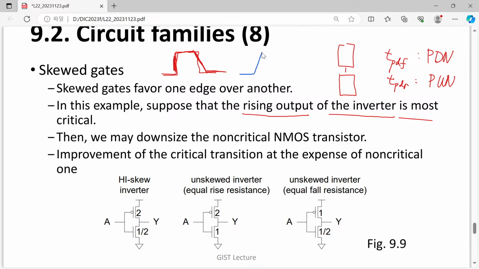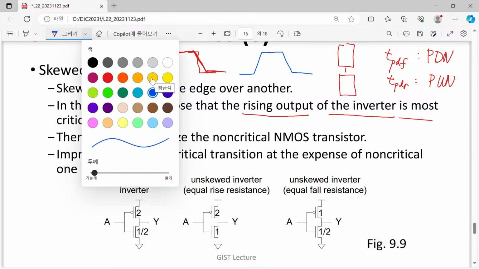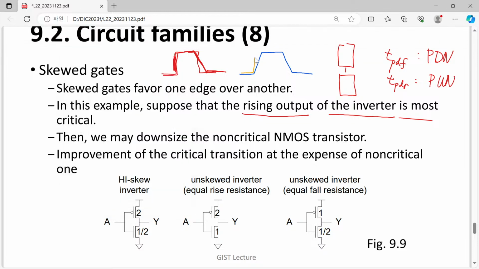So a reasonable value of rising time and a reasonable value of falling time. This is really a well balanced system. However, let's suppose that for some special case we are highly interested in only this one, and we are willing to sacrifice, for example, this one. Let's say, then what happens?